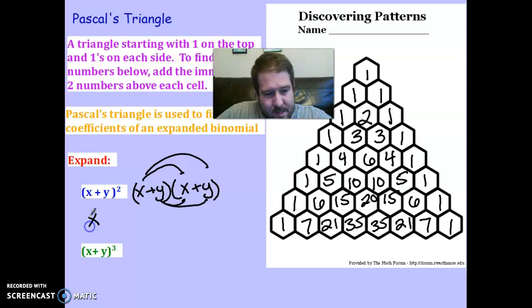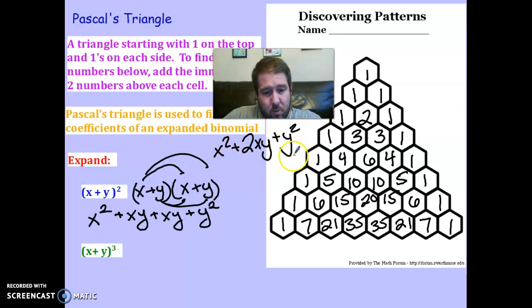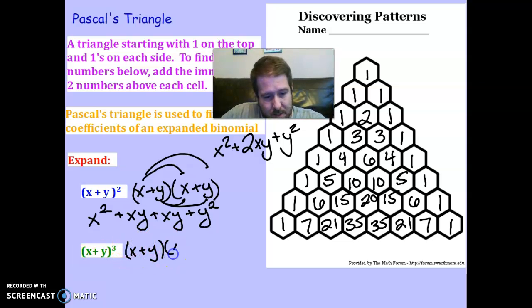So x times x is x squared, x times y is xy, and then the inner x times y is also xy, or yx, that's the same thing, and then y times y is y squared. Now, that can be cleaned up a little bit because you have one xy here plus another xy, so you get x squared plus 2xy plus y squared. Okay, so that's from back in Algebra 1. Now, what if it was to the third power? So then it's really x plus y times x plus y times x plus y.